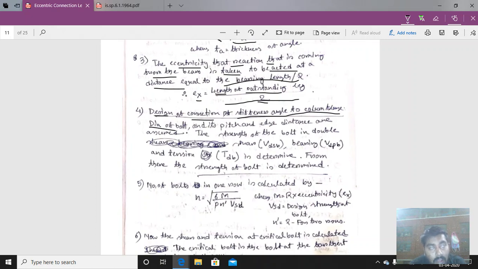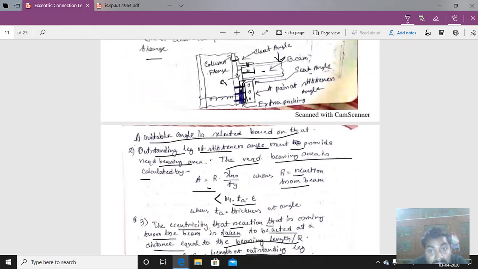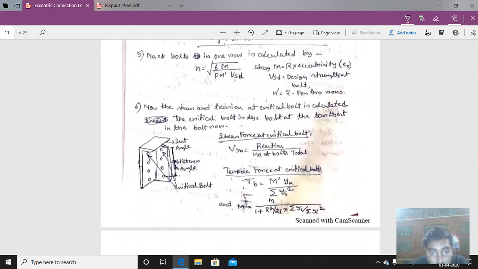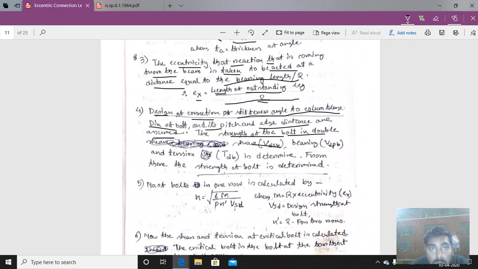The diameter of the bolt is determined, and the pitch and the edge distance are assumed. The strength of the bolt in double shear. Why is it double shear? If we see this picture, you can see this is the stiffener angle. This is the seat angle that is connected, and this is the column flange. So it provides a butt connection here. As there is a butt connection, the strength of the bolt in double shear has to be determined.